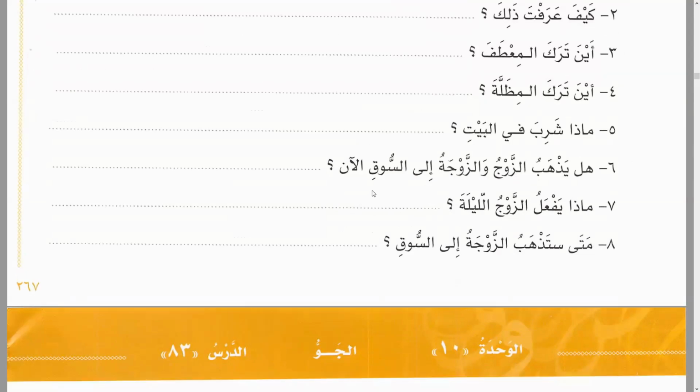Are the husband and the wife going to the market now? No, no, no. The husband and the wife are not going. Actually, they don't go, as a dual. They are not going to the market now. No, they're not going to the market. What is the husband doing tonight? I mean, he stays tonight. He stays tonight in the house. He's staying in the night in the house.